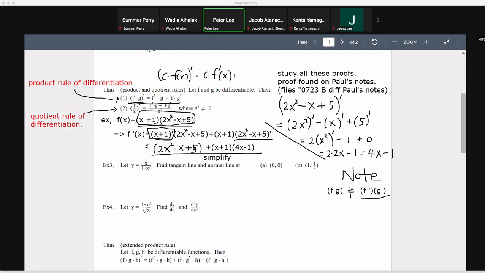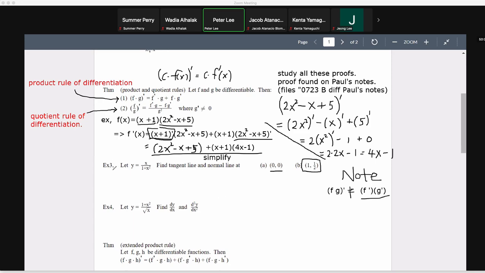Example 3. So let's look at this. Okay, let me just erase this part here. So we can see the product rule. So now let's look at example 3. y is equal to x over 1 plus x squared. Find the tangent line and normal line at (0, 0) and (1, 1/2). So for example 3, let's just do part B. You can do part A. Why don't we try to do this part B here? Part A is the same thing, very similar.